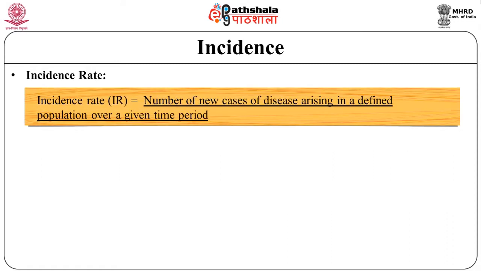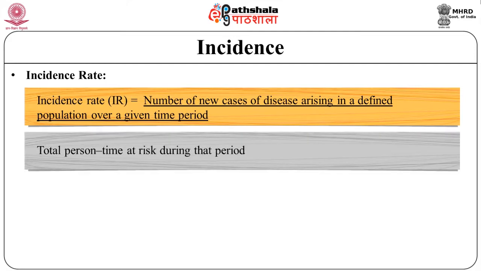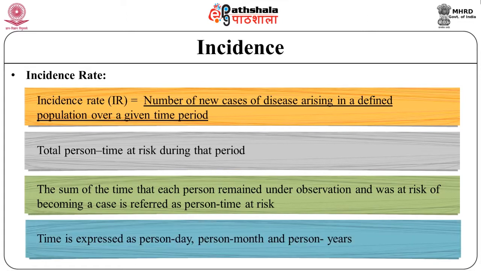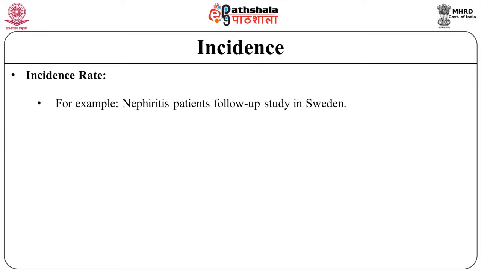The incidence rate can be calculated as the number of new cases of the disease arising in a defined population over a given period of time, divided by the total person-time at risk during that period. The sum of the time that each person remained under observation and was at risk of becoming a case is referred to as the person-time at risk. The time is expressed as person-days, person-months or person-years. For example, a nephritis patients follow-up study in Sweden.